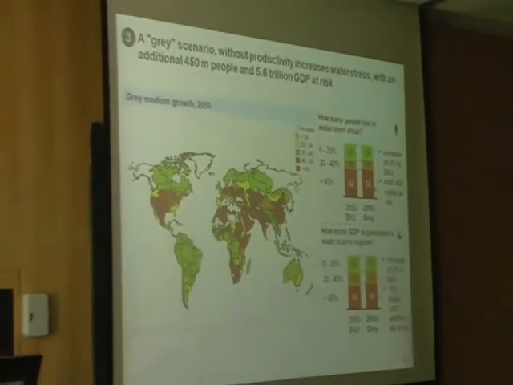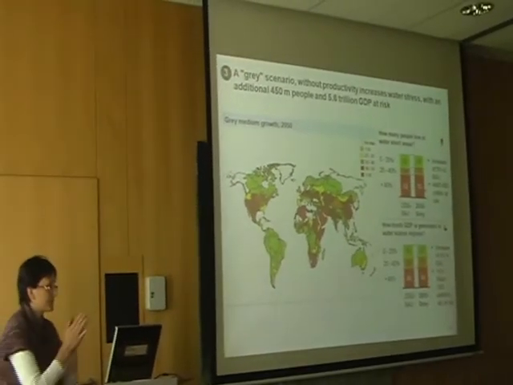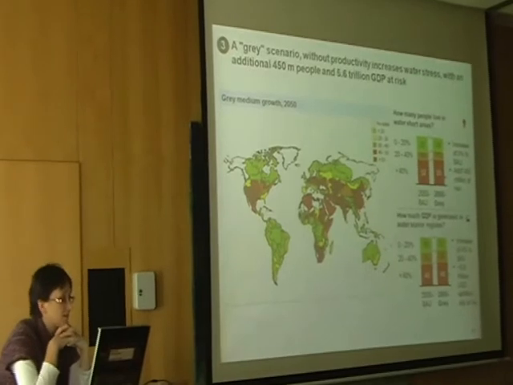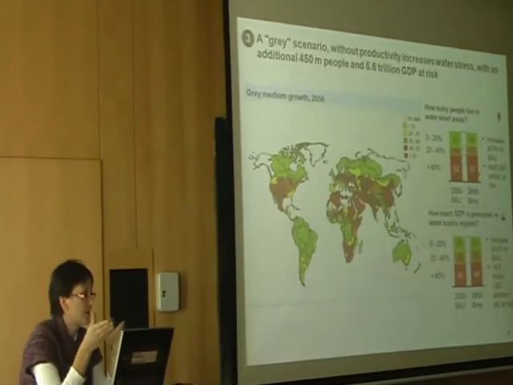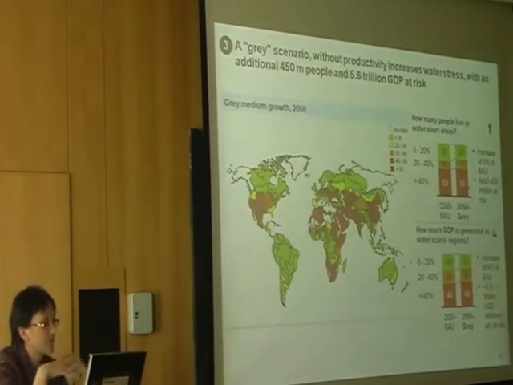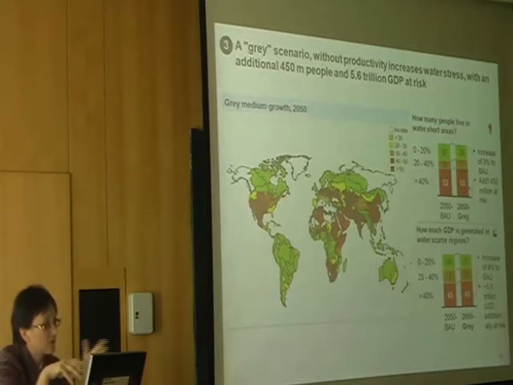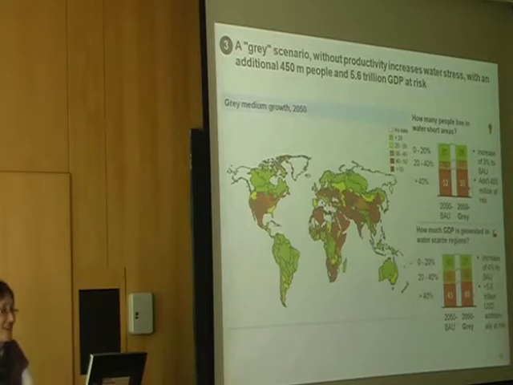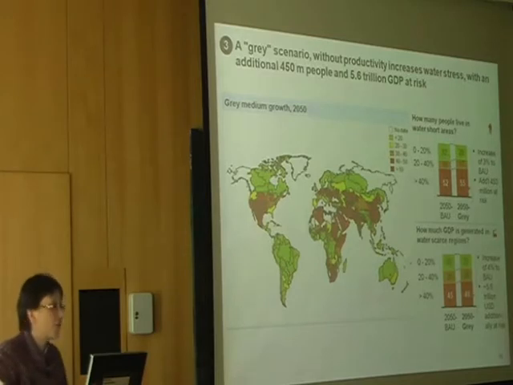Okay, then obviously if you move from business as usual to a gray water scenario with reduced investment in water productivity enhancing performance, you move 450 million people under the water scarcity threshold, and you have a total of 5.6 trillion GDP in addition at risk. But again, those are 2000 prices. Economists don't like to present that, but anyway, the Veolia people like GDP numbers. So you always have to add that this is 2000 values.